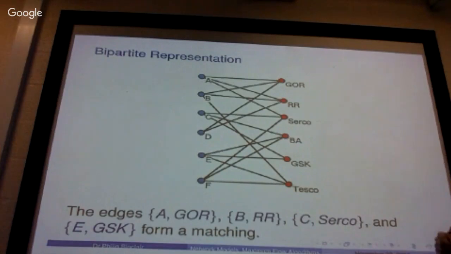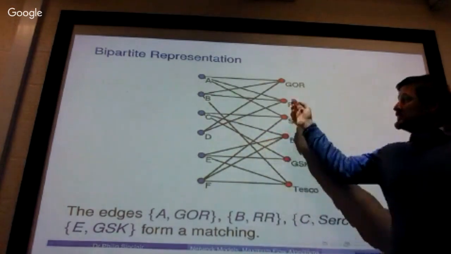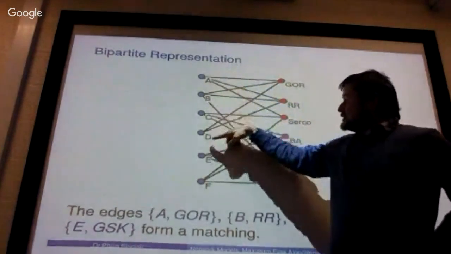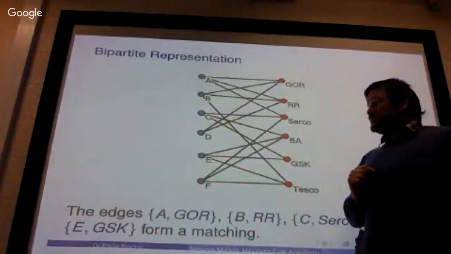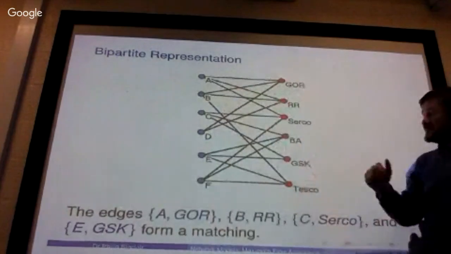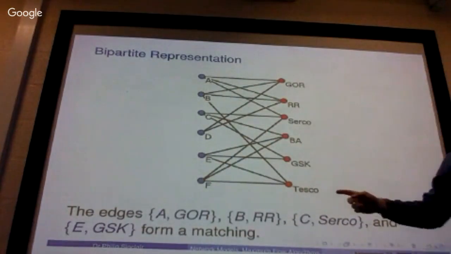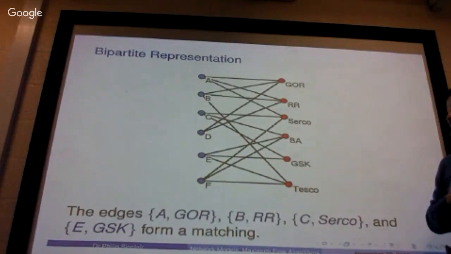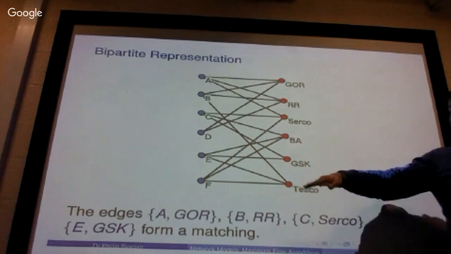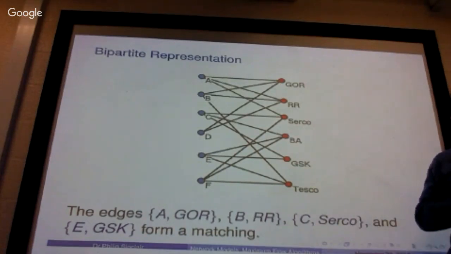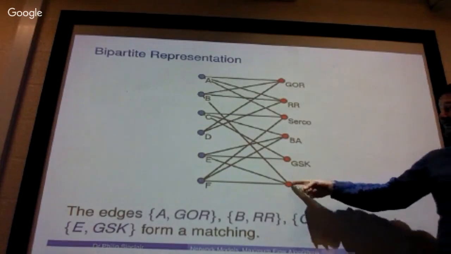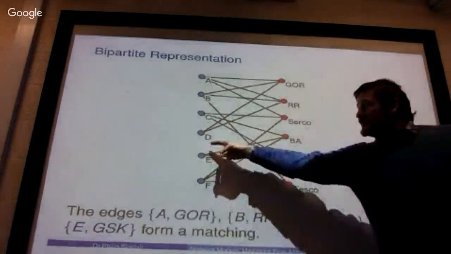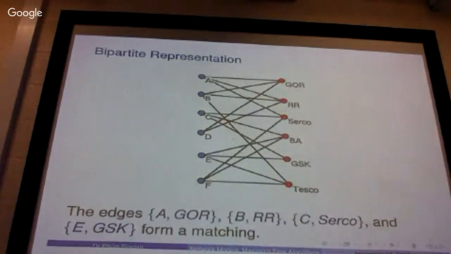So what do you have? We were doing this sort of thing. What you have is 6 students on the left, 6 companies on the right, and if they're compatible, you put an X. What you're trying to find is a matching. And the matching is a subset of the edges, so you pick some of the edges, and you want no more than one going from each company and no more than one going from each student.